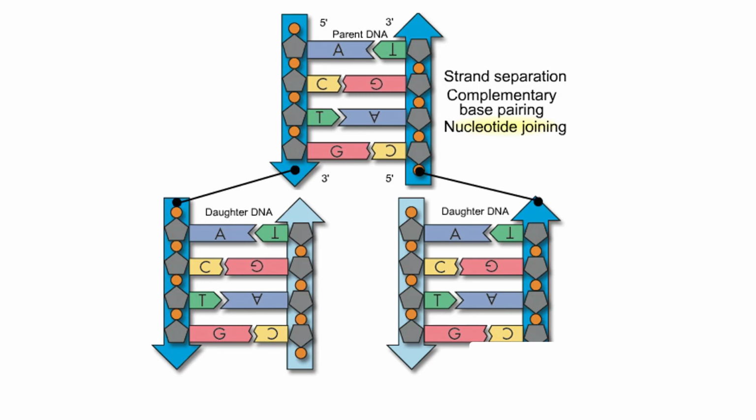Note that each of the two daughter DNA molecules has one strand intact from the parent DNA molecule and one completely new strand. Because only one of the two strands in the daughter DNA molecules is conserved from the parent DNA molecule, this type of replication is called semi-conservative replication.